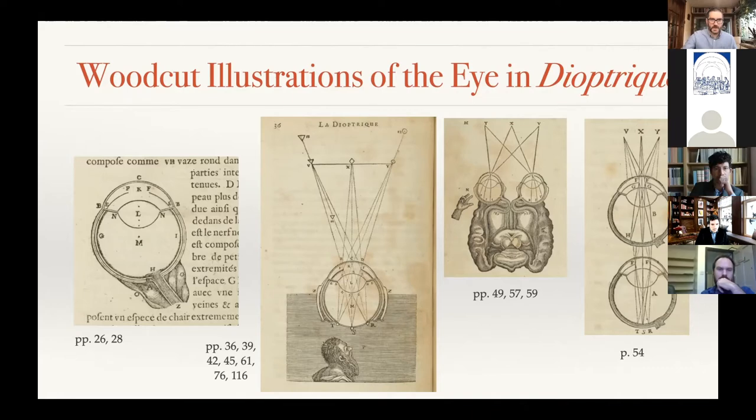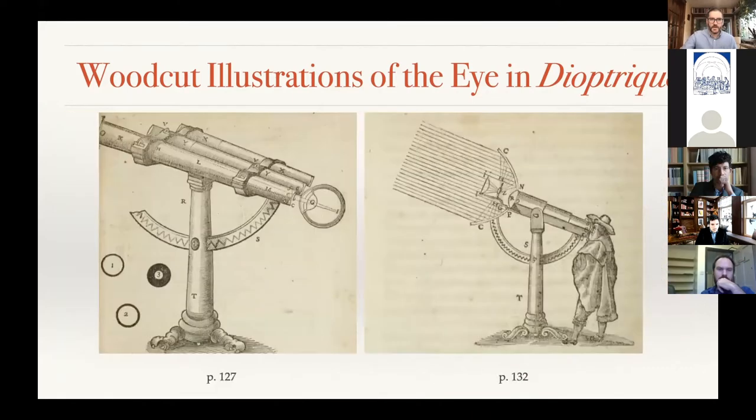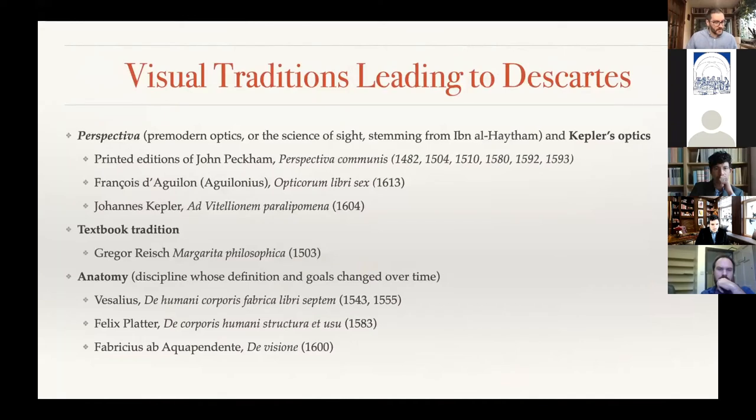You see here where Descartes is getting this image of the eye and what it's able to do. That is the background that I'm going to provide here. So I'm identifying 3 main traditions. First is the perspectiva, or pre-modern optics, the science of sight stemming from Ibn al-Haytham, and then also the development of that tradition with Kepler.